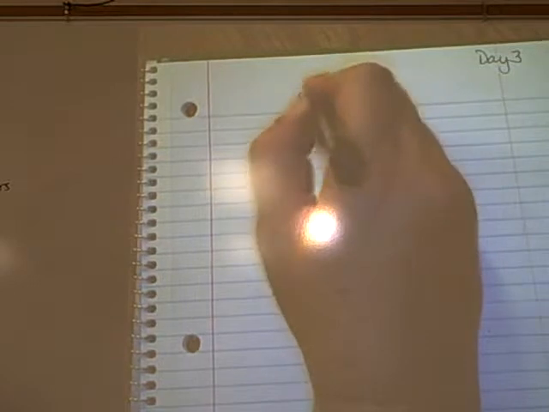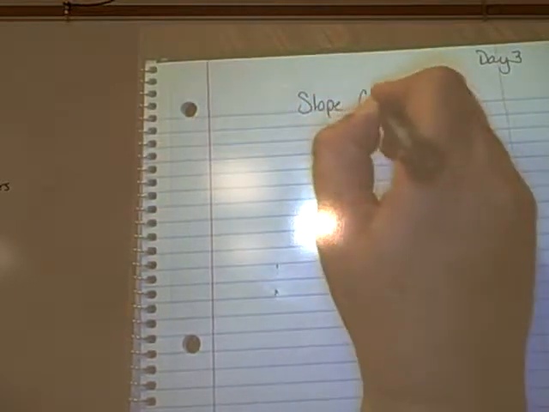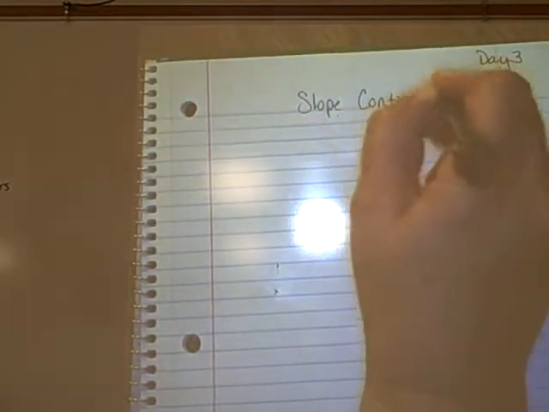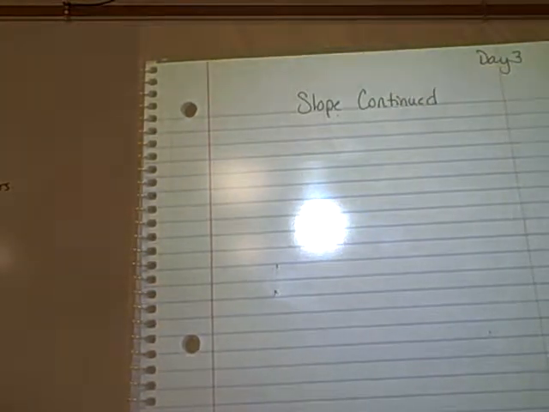We've done the domain and range from the graph. We did slope, like counting the slope on the graph last time, and then we did counting slope from a table. So today we're going to do slope with the slope formula. So if you want to just title this slope continued, you can title it that.